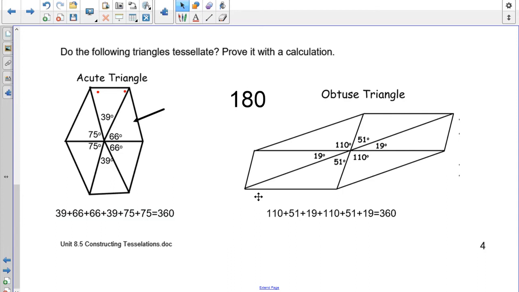All quadrilaterals, four-sided figures, they all tessellate, no matter what they are. Now, pentagons, there's a type of pentagon that will tessellate, but there are many that don't. Hexagons, there are types of hexagons that tessellate, and there are many that don't. So you have to be very careful with those.